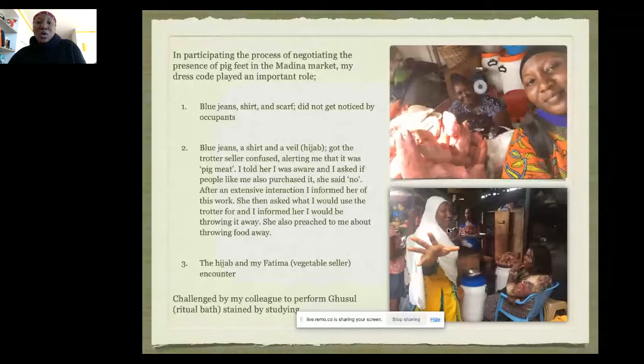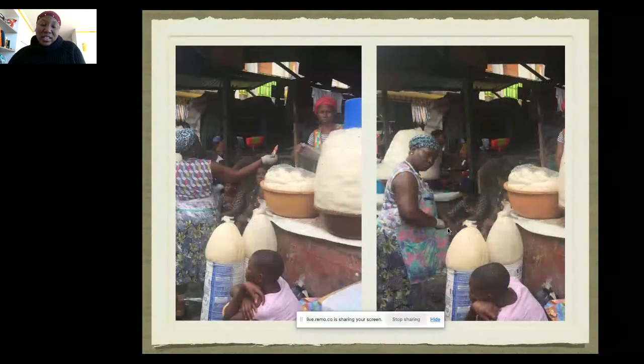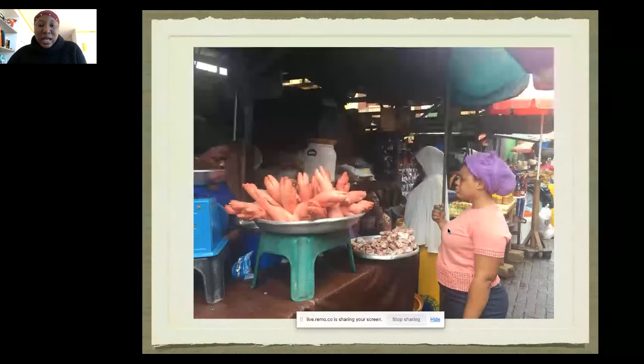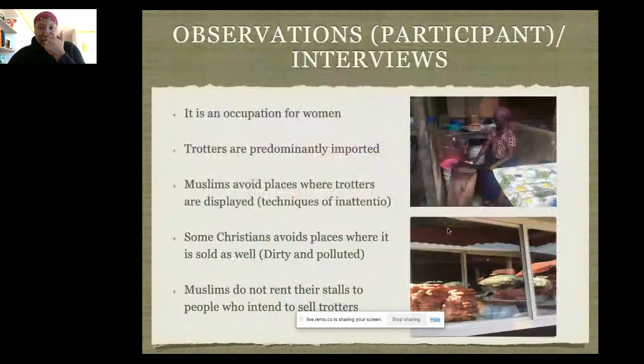So these are onlookers who were trying to find out if I indeed bought the pig trotters. And this is how it's displayed at the market. Because it comes in heavy brine, it doesn't have to be refrigerated. It's put back in the barrel at the end of the day. Some of my observations are that it's an occupation for women. It's imported, and Muslims avoid places where it is displayed.